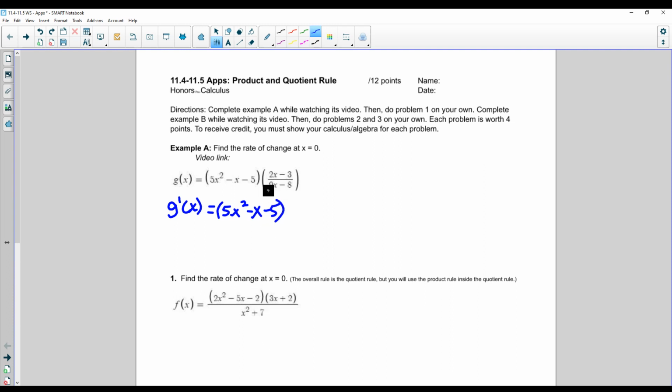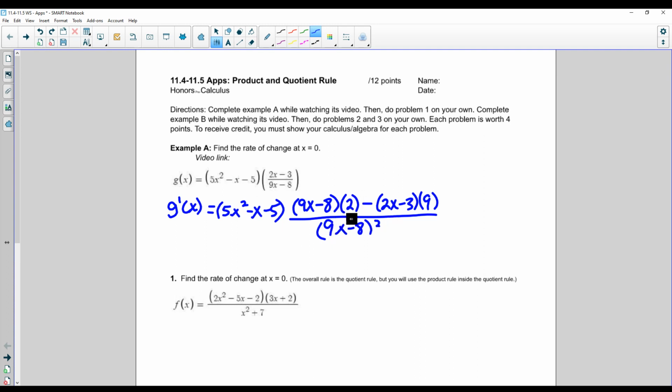All right, so I'm going to go ahead and do low D high, which would just be 2, derivative of the top, just 2, minus high D low. Derivative of the bottom is just 9. And all that's over the bottom squared.